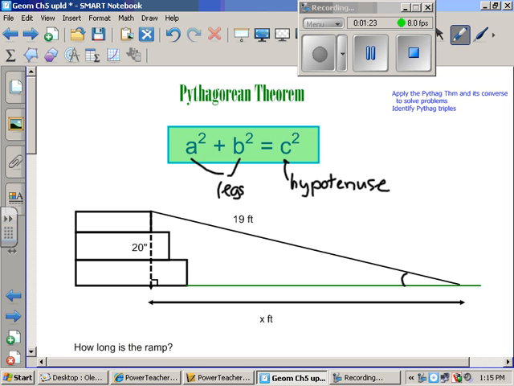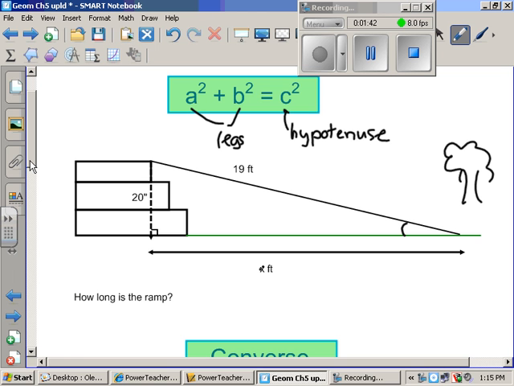So it ends up that this ramp part is 19 feet, and I want to find out how long it is, because I have this tree over here, and I just need to make sure that the ramp isn't going to run into the tree. All right, these are the legs. I know because they come together to make the right angle. So let's just call this A and this B.